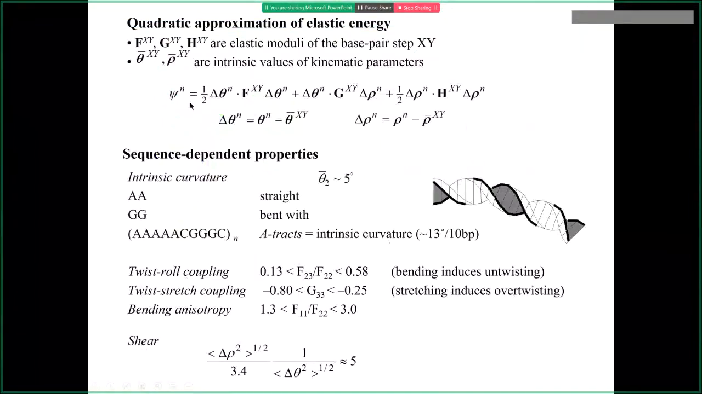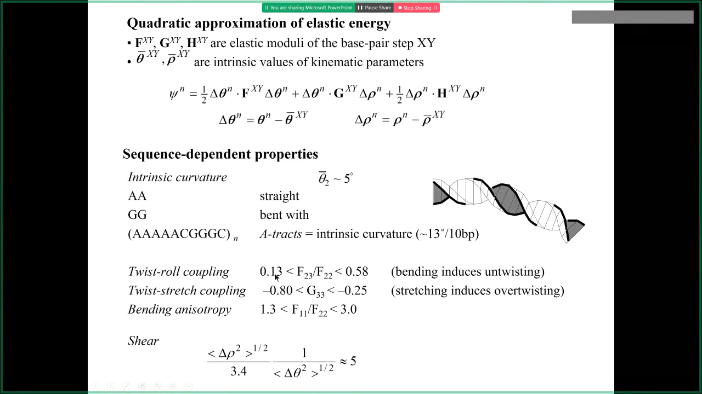If we just look at the quadratic approximation of this energy, we already have a rather complex picture of what DNA does. There are segments which prefer to be straight, like for example base pairs AA. A sequence GG prefers to be bent. So if you combine five base pairs of A and a few base pairs of G's and C's, you get so-called A tracts, which overall exhibit intrinsic curvature.